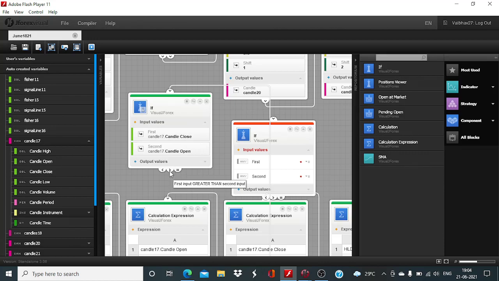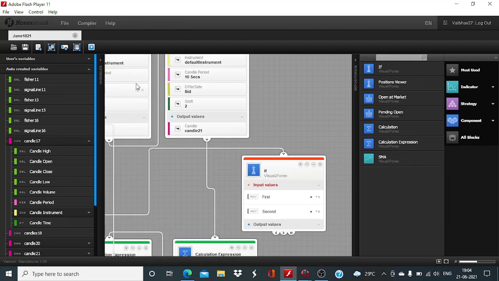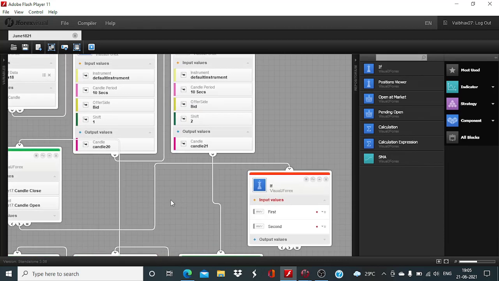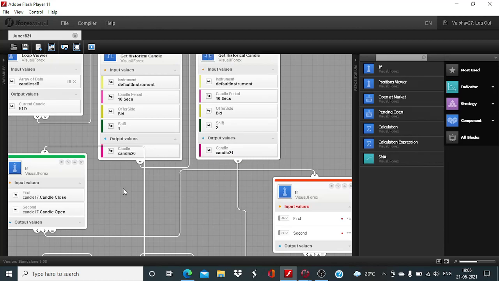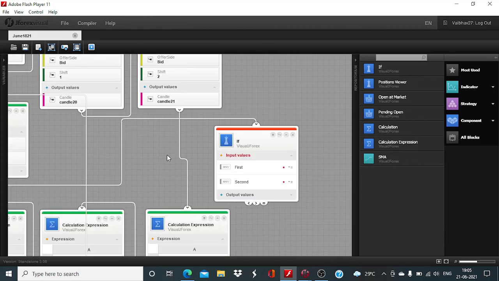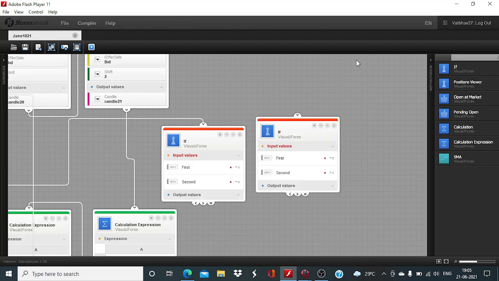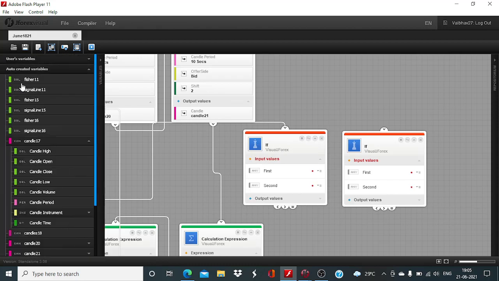First input greater than second input. An order will be placed whenever we see the price rising above the last hourly close. So we have to compare candle 20 and candle 21 closing price with candle 17 close. So we need one more block, and take candle 17 close as the common input.